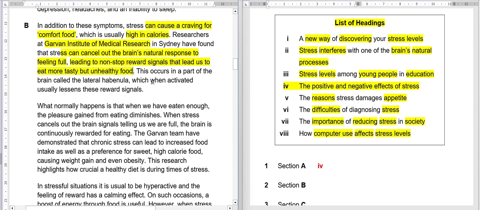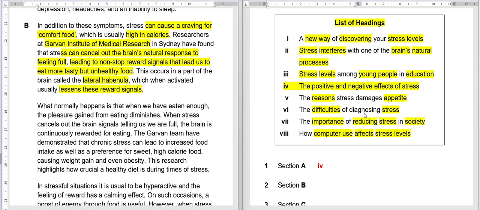This occurs in a part of the brain called the lateral habenula. So, where it happens is the part of the brain that is called the lateral habenula, if I'm pronouncing it incorrectly, which when activated usually lessens these reward signals. So if this particular part of the brain is activated, it decreases these kinds of reward signals.